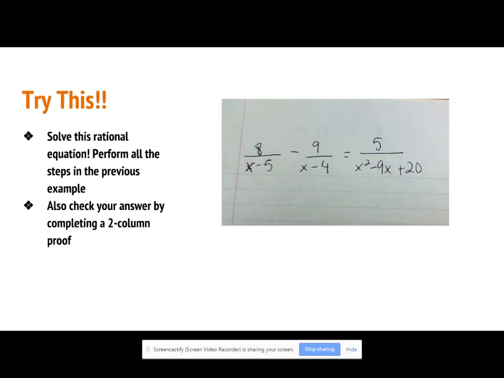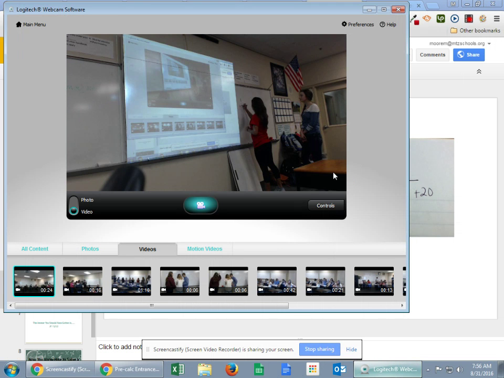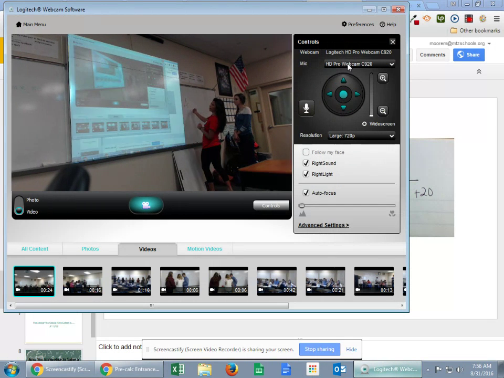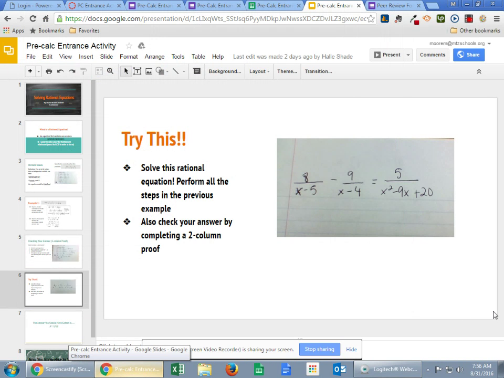So try this problem. We're going to demonstrate on the board. Let's go. Over x minus 5, minus 9 over x minus 4 equals 5 over x squared minus 9x plus 20.